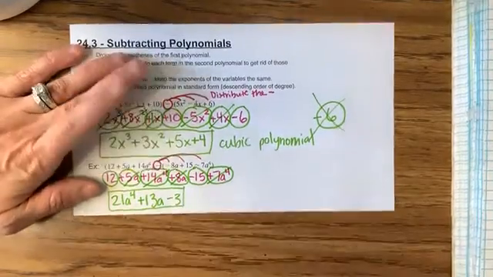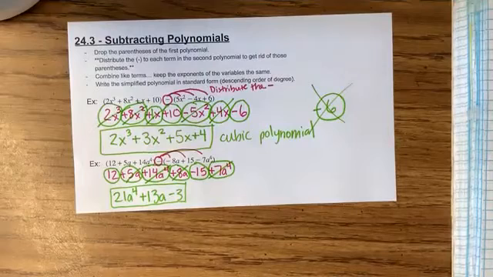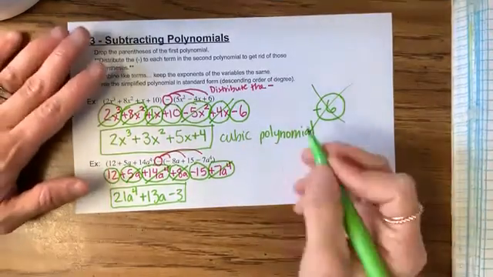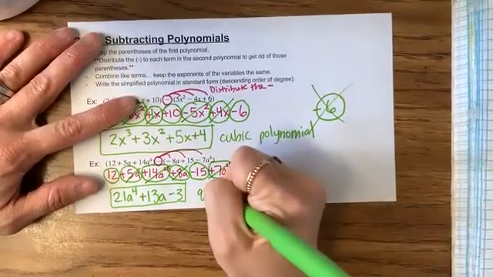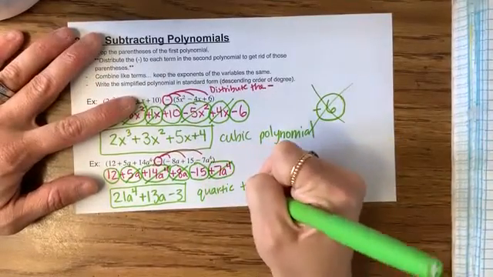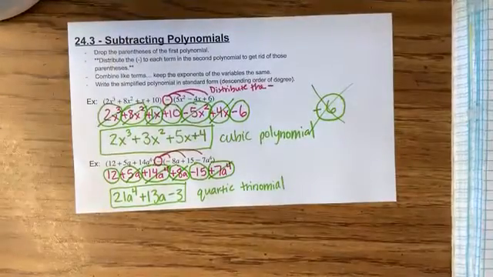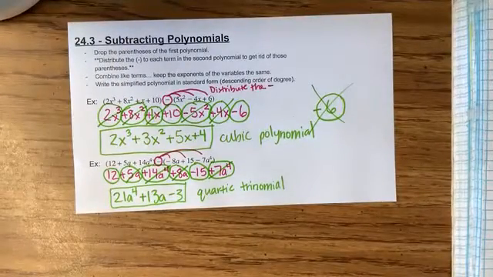So you don't always have to hit every degree. Like this was a 3, 2, 1, 0. This is a 4, 1, 0. What is this classification? Quartic trinomial. Look at y'all so smart on those now. Degree of 4 is quartic, 3 terms, trinomial.